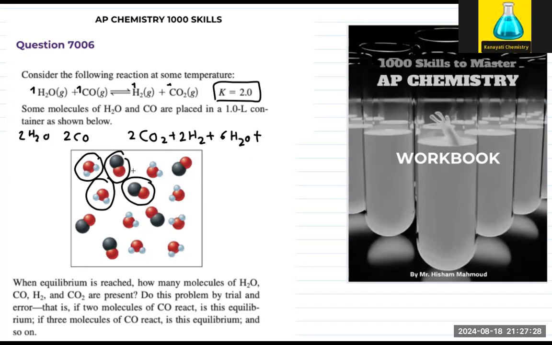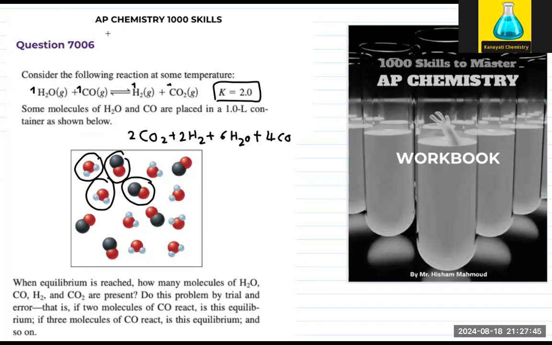And I will also have 1, 2, 3, 4, 5, 6 CO, only 2 of them reacted, so 4 CO remaining. This means that these are the ones which are remaining at the end after the equilibrium. So let's try the equation.